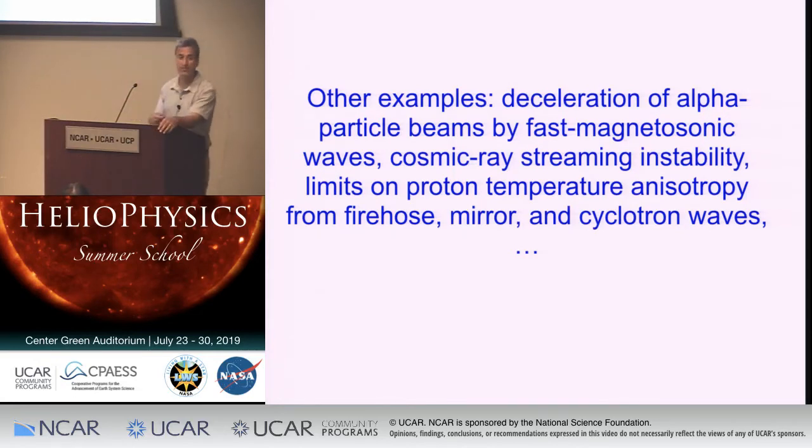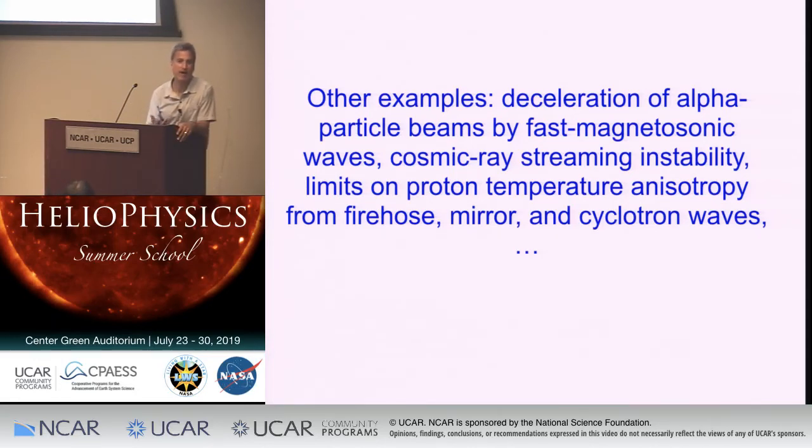One, the same type of reasoning we've been using can be applied very usefully for a number of other problems. So you can understand, for example, why in the galaxy, if you have cosmic rays that are drifting with an average velocity greater than the Alfvén speed, they excite Alfvén waves, which then scatter the cosmic rays. So you can actually use this to argue cosmic rays can't stream any faster than the Alfvén speed in the interstellar medium.